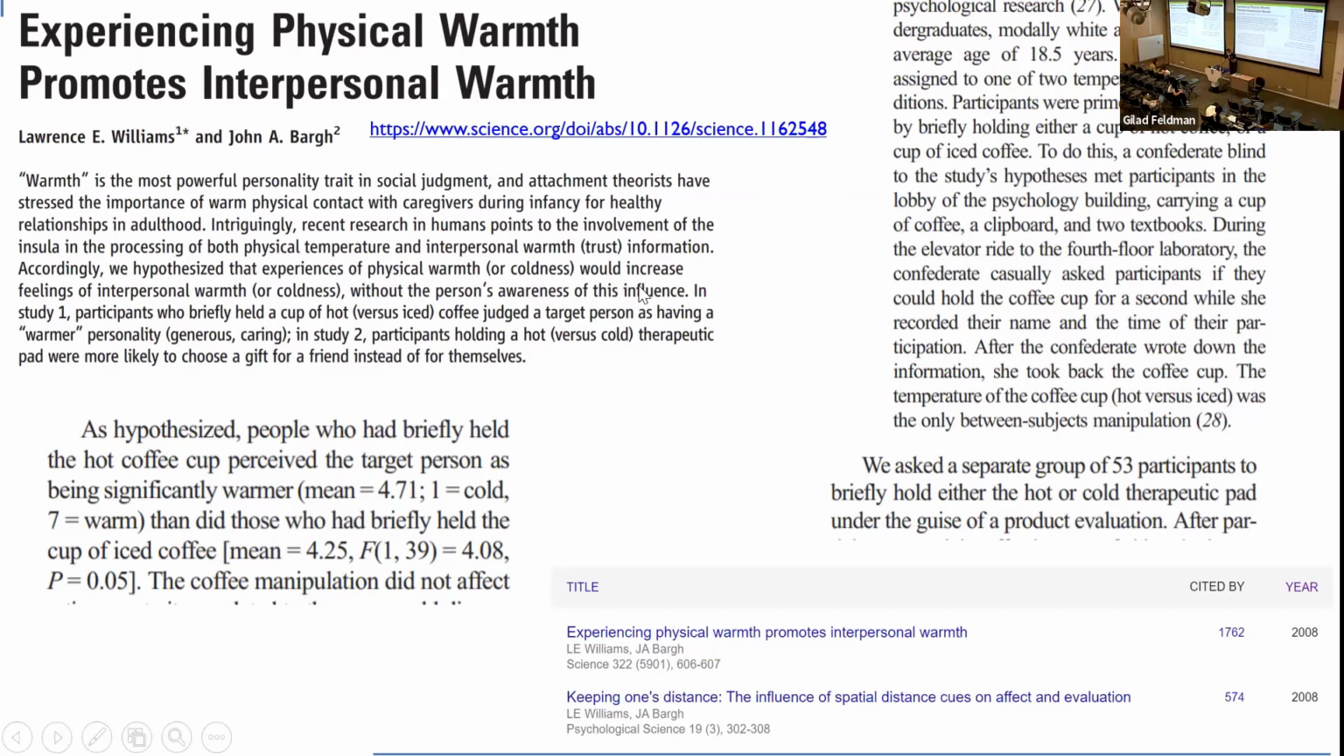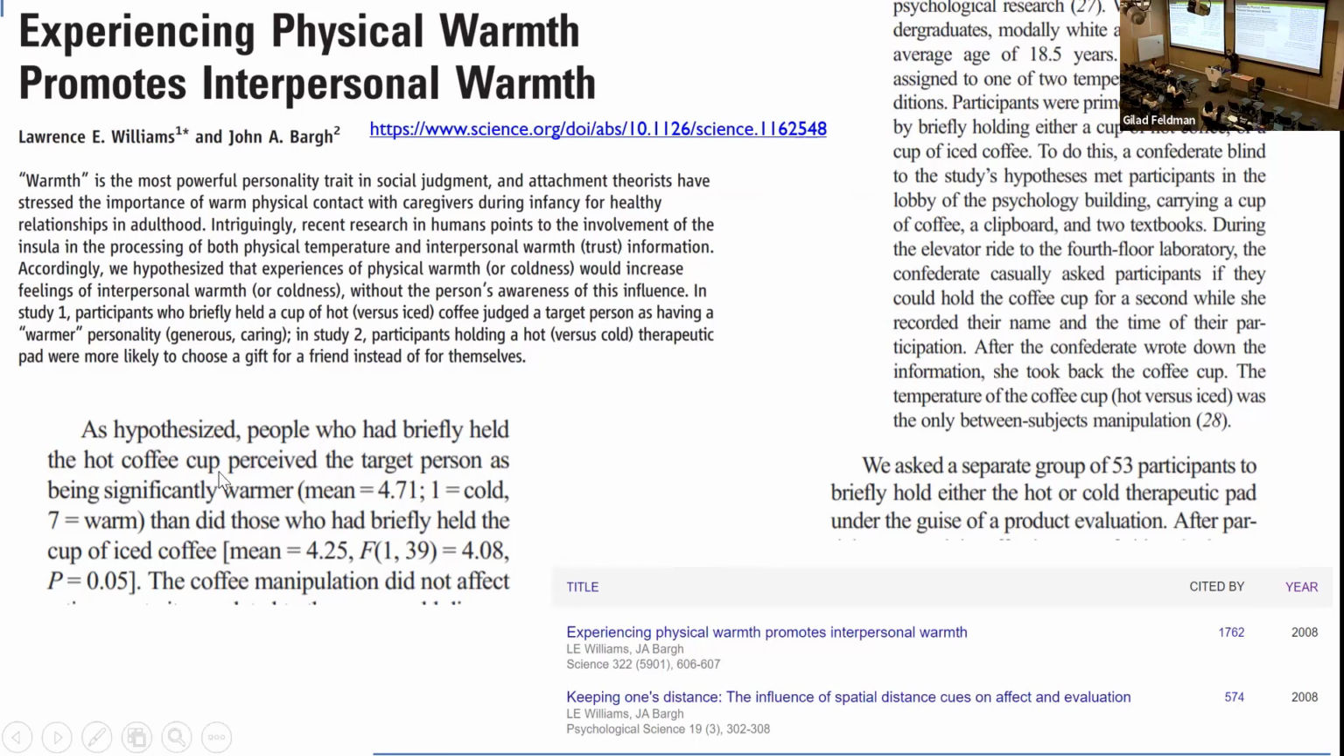So they had all sorts of experiments. In study 1, participants who briefly held a cup of hot beverage versus iced beverage, coffee, judged a target person, so when judging another person, as having a warmer personality. Warmer meaning more generous, more caring. In study 2, participants holding a hot versus cold pad were more likely to choose a gift for a friend rather than for themselves. So more pro-social behavior rather than for yourself. When this was published in Science, we all thought, this is amazing. So a social psychology study published in Science, that means that it's very, very solid and very good evidence.